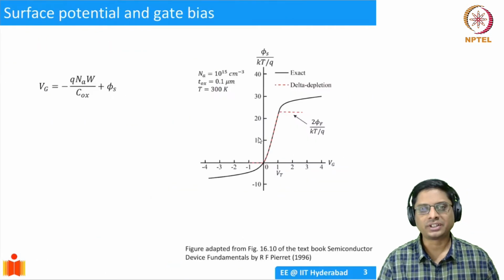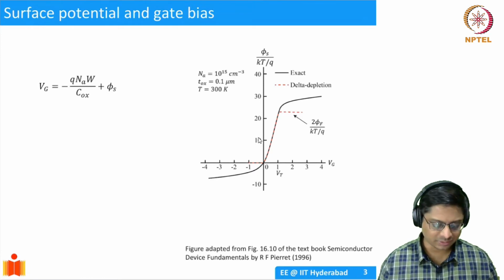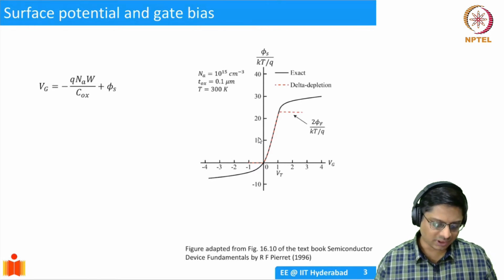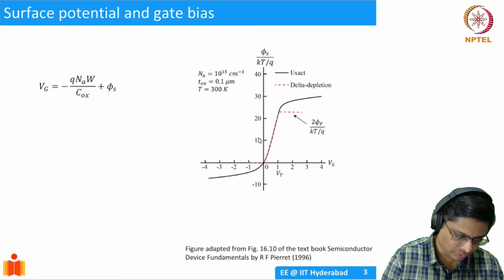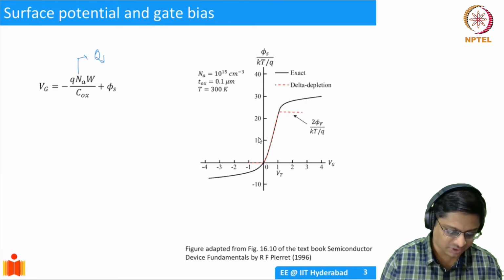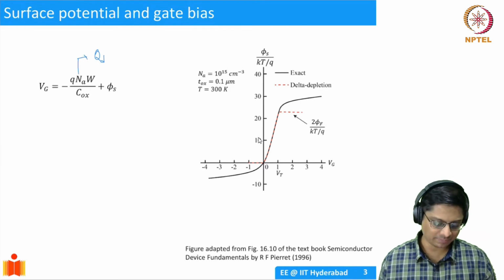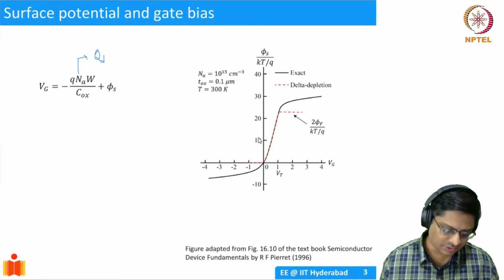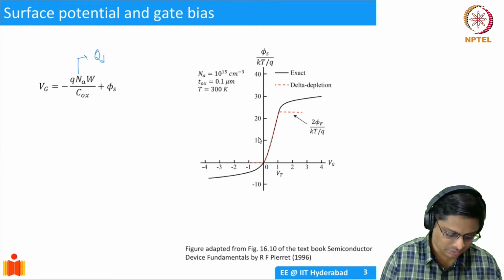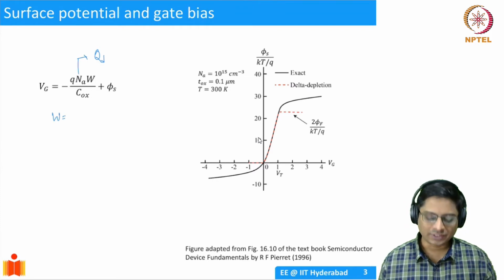Towards the end of the last lecture, we introduced what is known as surface potential, right? We wanted to relate it to gate bias, and we derived an expression. Gate voltage is in terms of the depletion charge and the surface potential. This was minus QD by Cox, where QD is the depletion charge, plus phi S. This is what we derived last time. Okay. We also know that the width W is a function of surface potential.